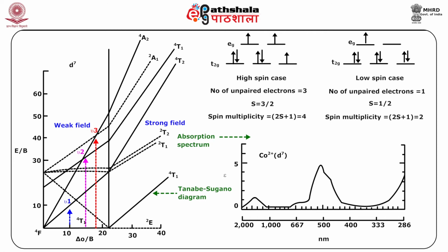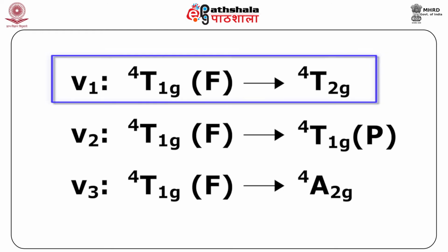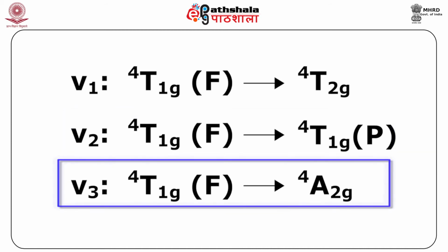Under ordinary conditions, the most populated state is the ground state 4T1g(F). Excitation leads to 3 spin allowed absorption bands, namely nu1, nu2, and nu3, as given in the diagram. The transitions are as follows. Nu1 corresponds to 4T1g(F) to 4T2g. Nu2 corresponds to 4T1g(F) to 4T1g(P). Nu3 corresponds to 4T1g(F) to 4A2g.